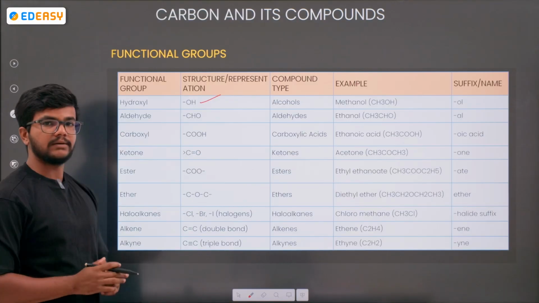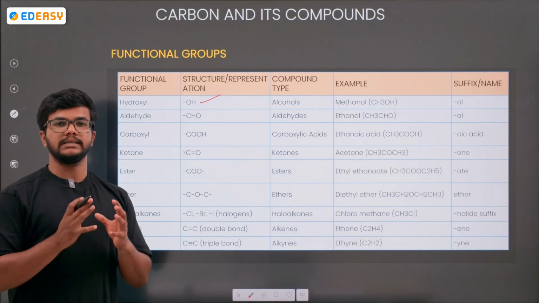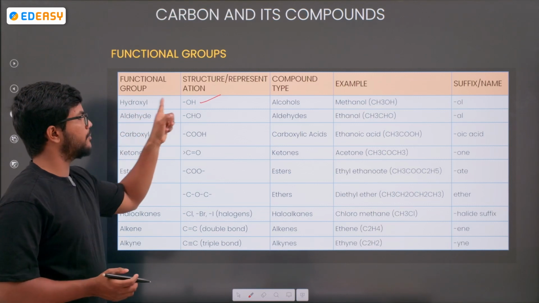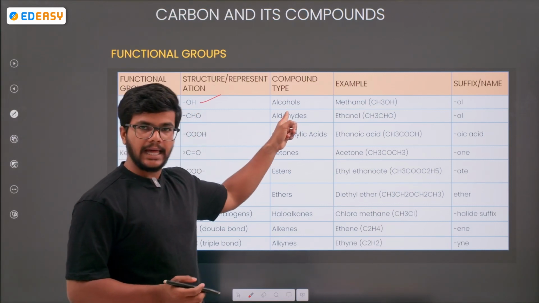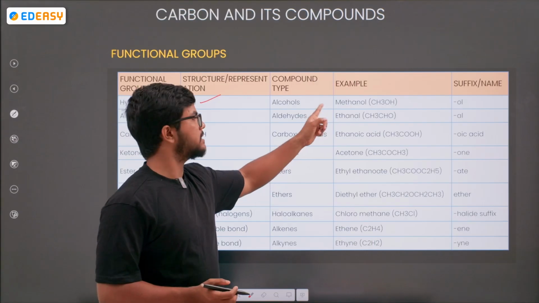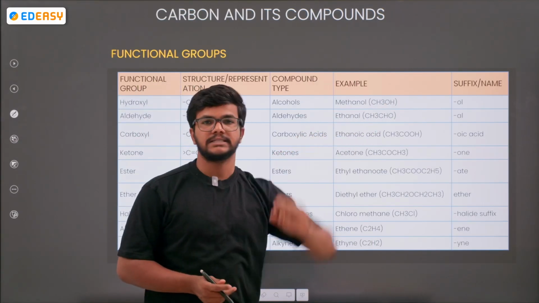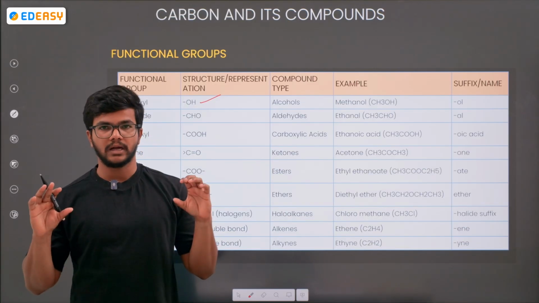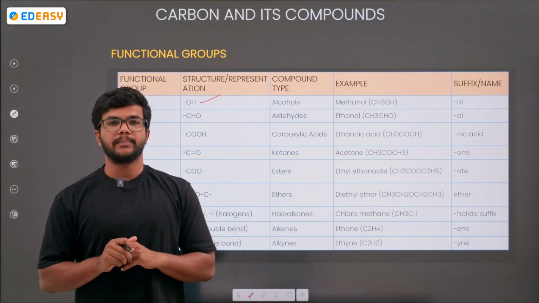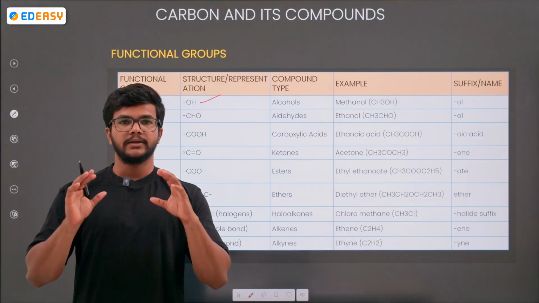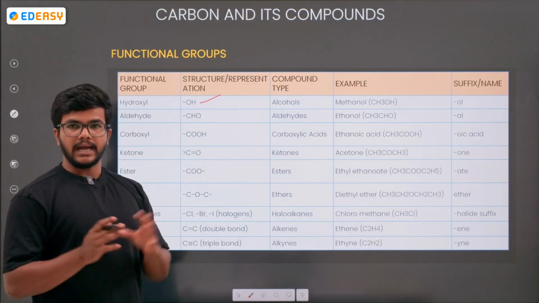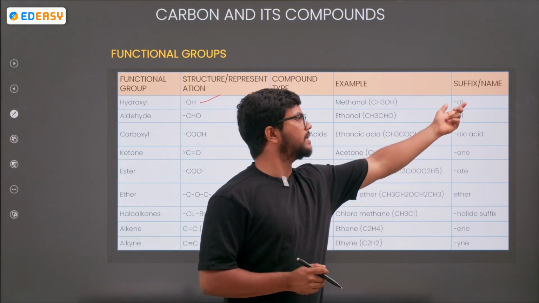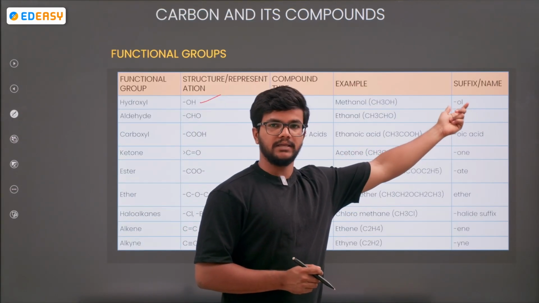OH is a functional group. OH is the alcoholic functional group. It is called the hydroxyl functional group, OH, and the compounds are alcohol compounds, and the example for them is methanol, and the suffix. So what is a suffix in nomenclature? While naming the carbon compounds, there is a separate topic about the nomenclature of carbon compounds. In that nomenclature, the suffix means the last ending part of the name, it ends with OL.